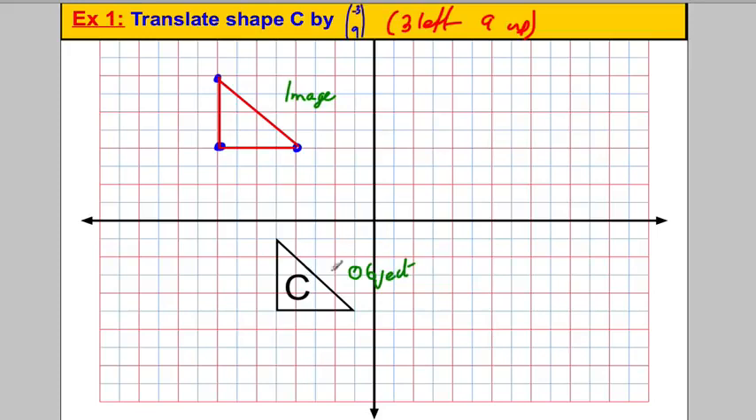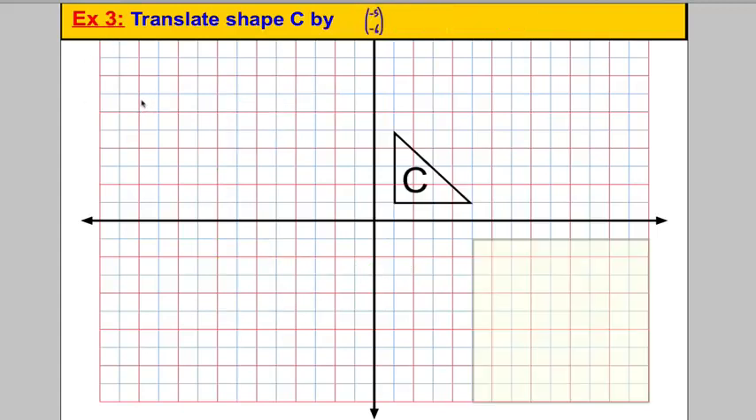Alternatively, what you could have done is you could have picked a corner, maybe that corner, and gone 3 left, 1, 2, 3, and then 9 up, 1, 2, 3, 4, 5, 6, 7, 8, 9, knowing that was your corner, and then filled in the remaining of the shape. Okay, let's do another example.